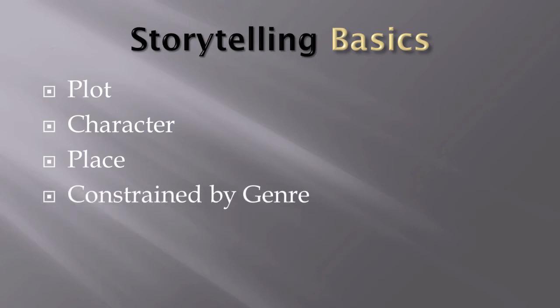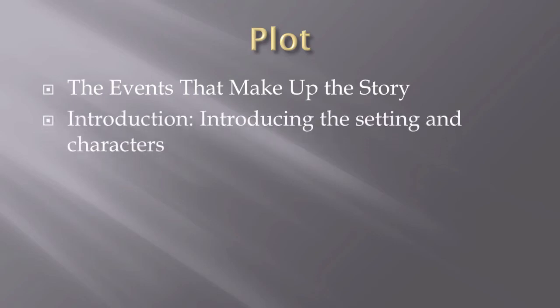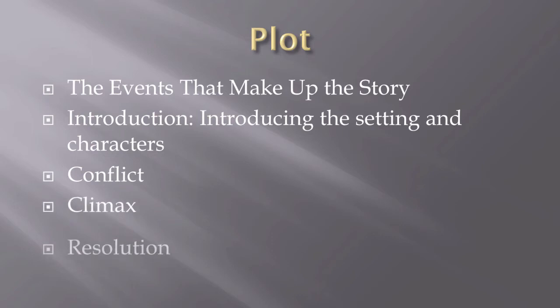Let's see how this all fits together by looking at plot first. So what is plot? Plot is the events that make up the story. It is usually divided into these major sections. There's an introduction or a prologue or the beginning of the story, which introduces the setting and the characters. This is followed by some major conflict, which builds during the story until it finally comes to a dramatic climax, at which that climax is ultimately resolved in some way.